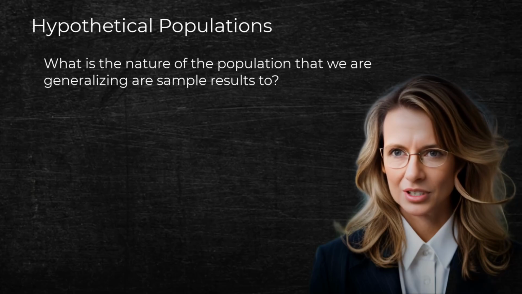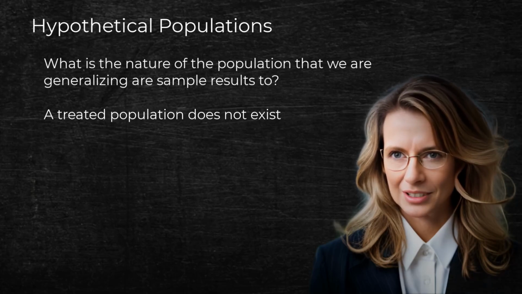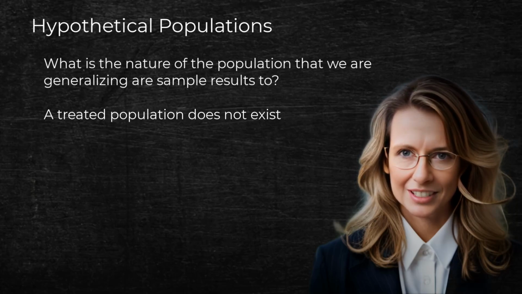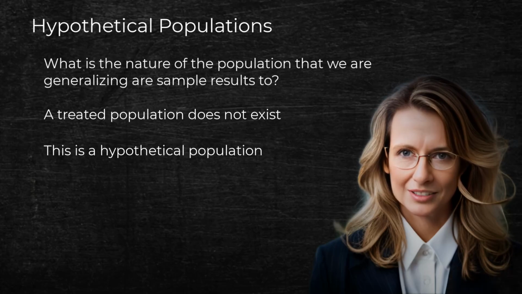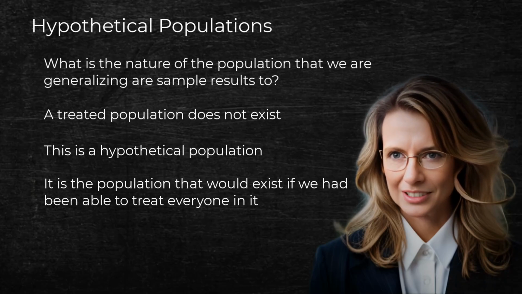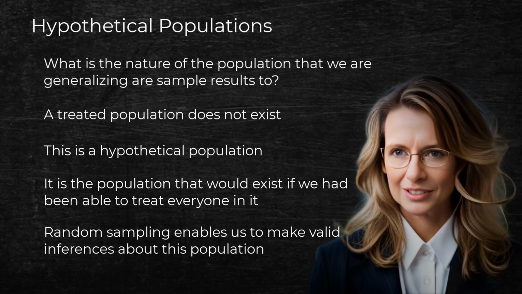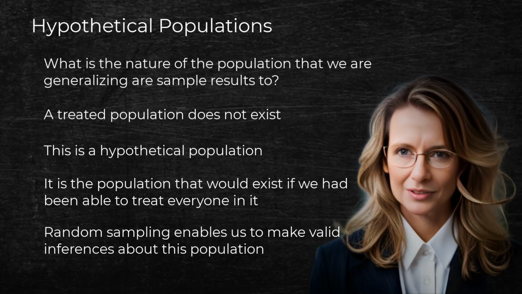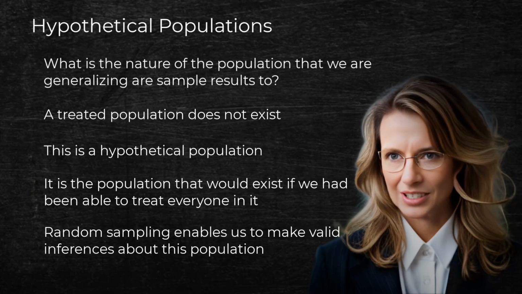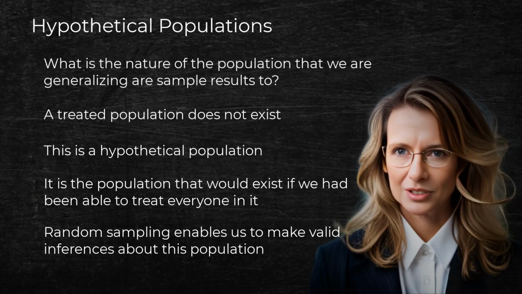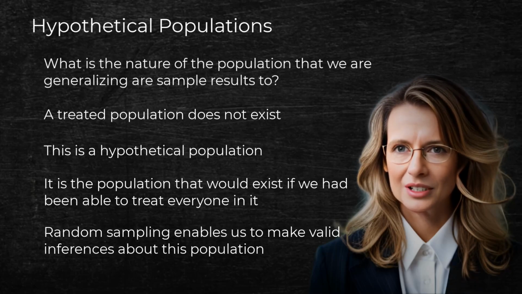Clearly, we did not perform our experimental treatment on the entire population, so a treated population really doesn't exist. In statistics, we would refer to this population as a hypothetical population. It is the population that would exist if we had been able to treat everyone in it. Random sampling from the population and random assignment to treatments enables us to make valid inferences regarding what this hypothetical population would look like if we actually were able to perform our experimental treatment on all its members.